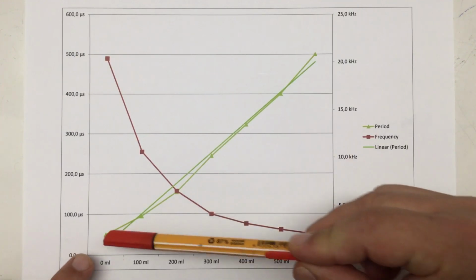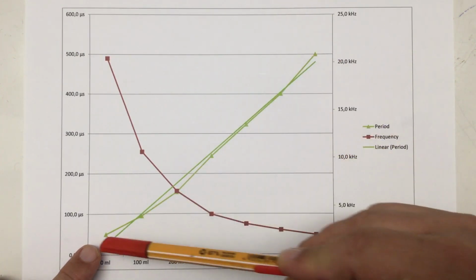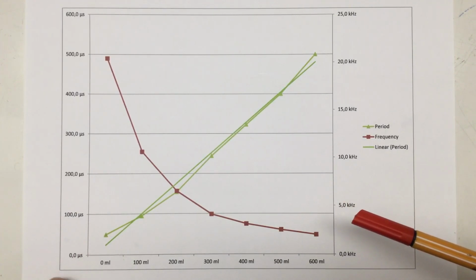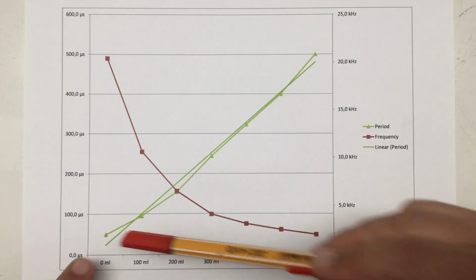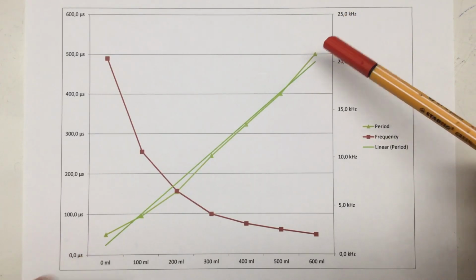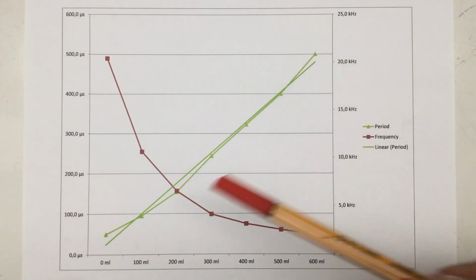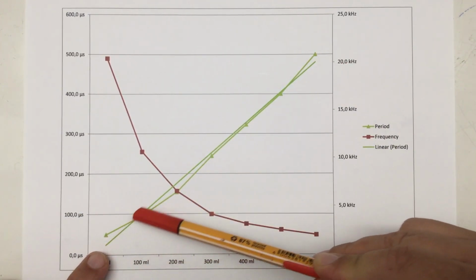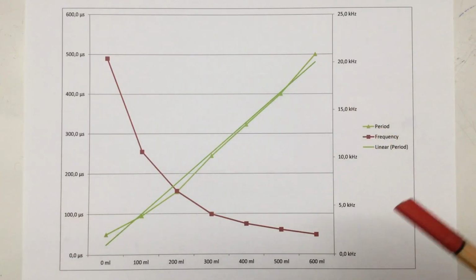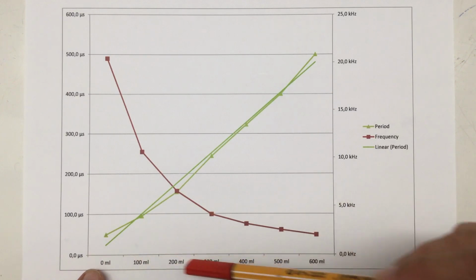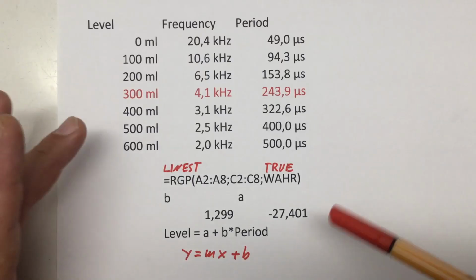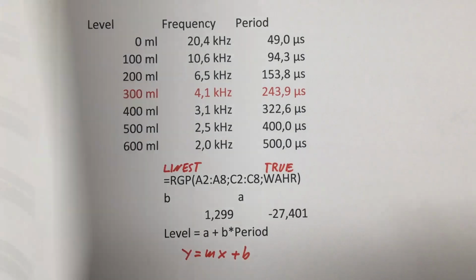And then I have here the light green line. That's the period of our oscillation. And that went up from about 49 microseconds to exactly 500 microseconds. And as you can see, you can fit a line, the darker green line, almost exactly through it. And that's exactly what we want: a linear relationship between our level in our container and something we measured. Here are the raw values in my Excel sheet that I used to create that graph.